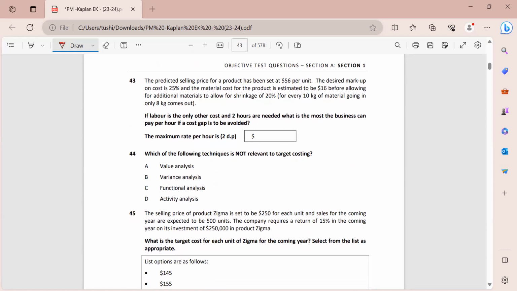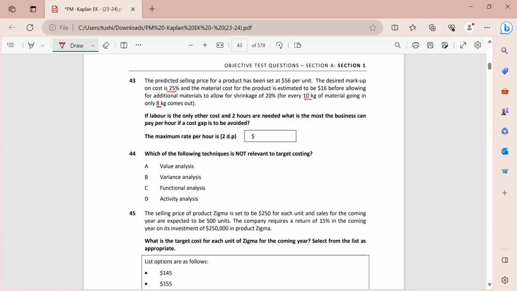43. The predicted selling price for a product has been set at $56 per unit. The desired markup on cost is 25%. Material cost is $16 before allowing for additional materials to allow for shrinkage of 20%. For every 10 kg of material that goes into production, only 8 kg comes out. So if labor is the only other cost and 2 hours are needed, what is the most the business can pay per hour if a cost gap is to be avoided?